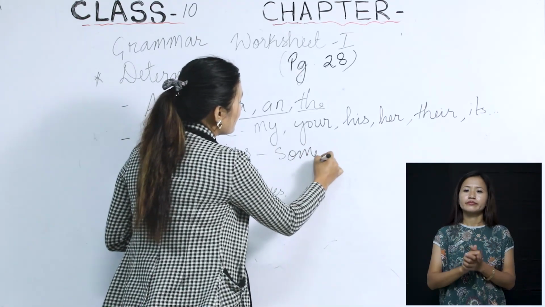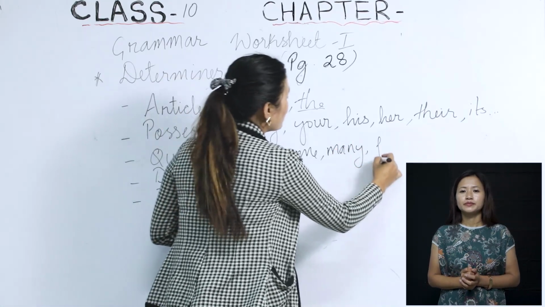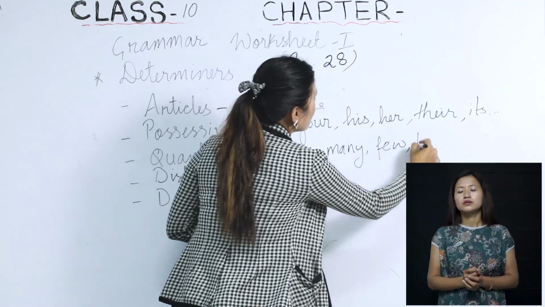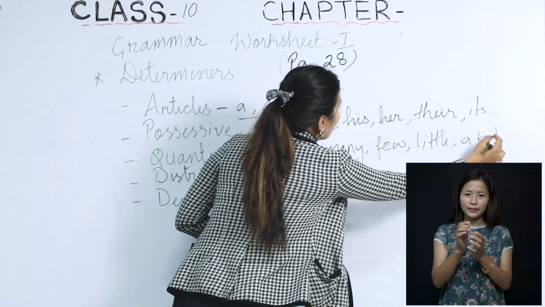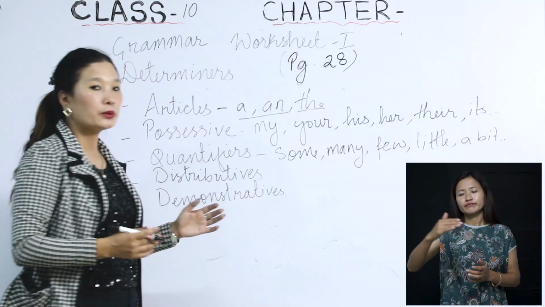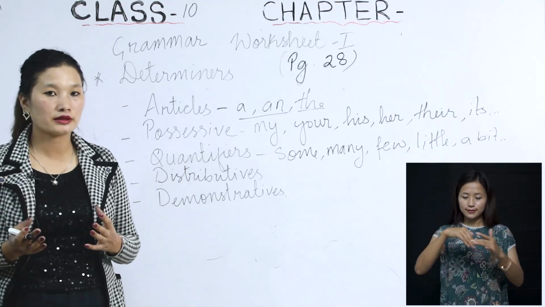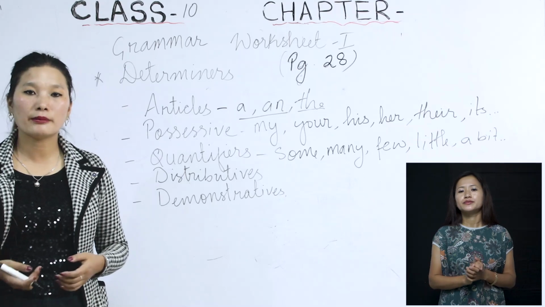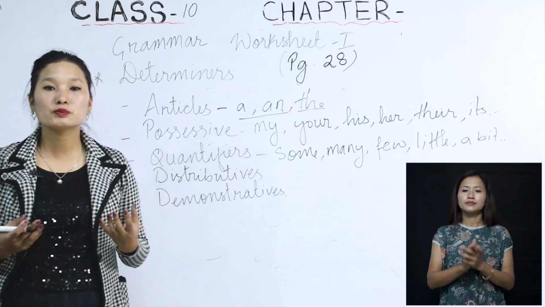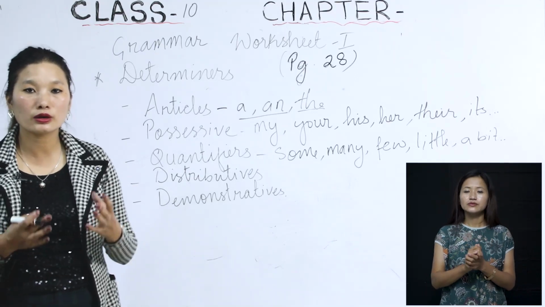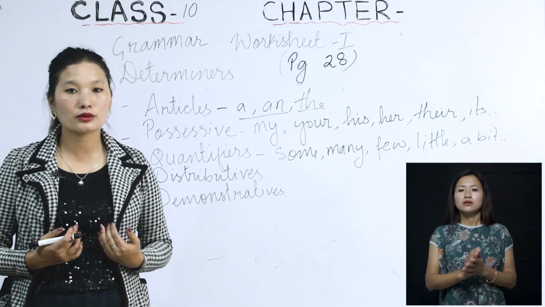Some, many, few, little, a bit, and so on. Okay, we have a lot of words that come under quantifiers. They all tell us the amount of something, and these words which specify the amount of an object or the amount of something to us are called quantifiers.